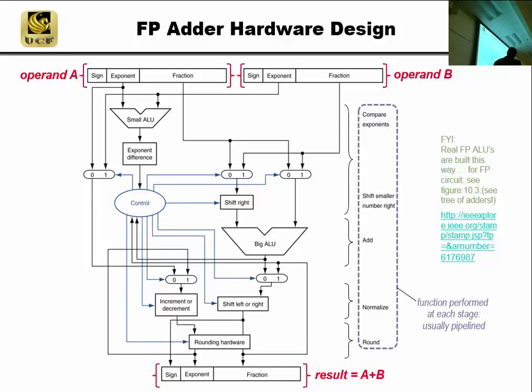So what's happening here is if it's a negative number, then what do we have to do? It should be an input to this control to tell us which of the mantissas to subtract from the other. Because if the signs are different, you have to add one and subtract the other.